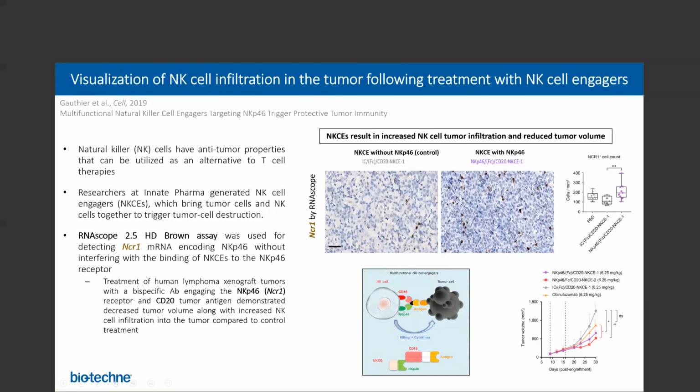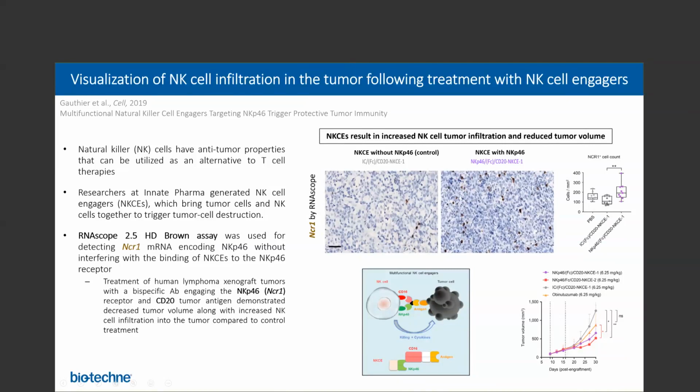If you look at the central RNAscope panel, you can see an animal xenograft tissue that was injected with the control treatment. And on the right-hand side, you can see a panel which had the treatment injected. And if you compare the expression of NK cells, you can clearly see that the panel on the right-hand side, which had the NK cell engagers injected, shows a significantly higher degree of NK cell infiltration within the tumor.